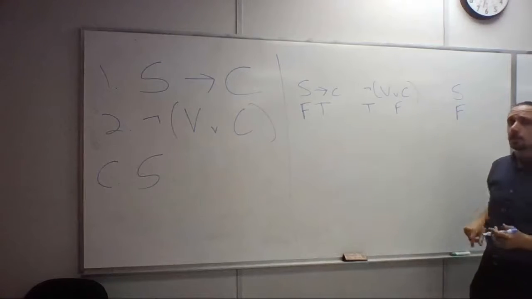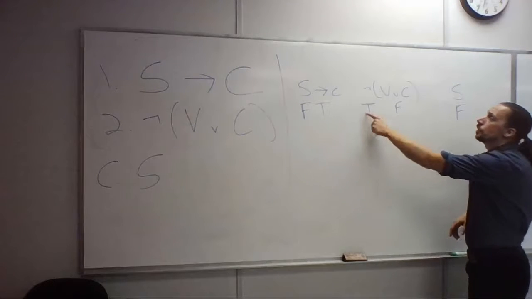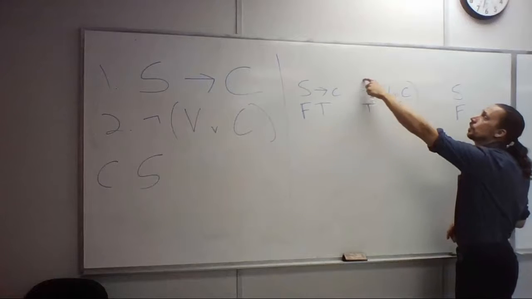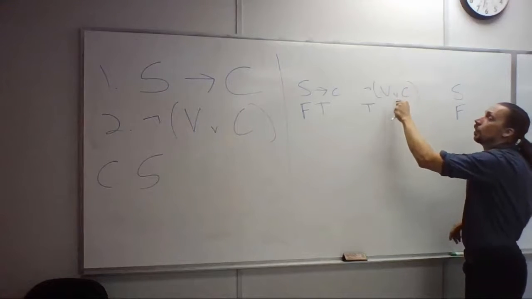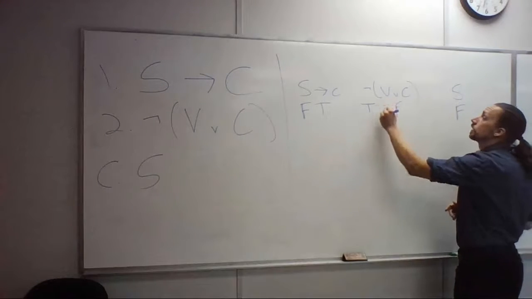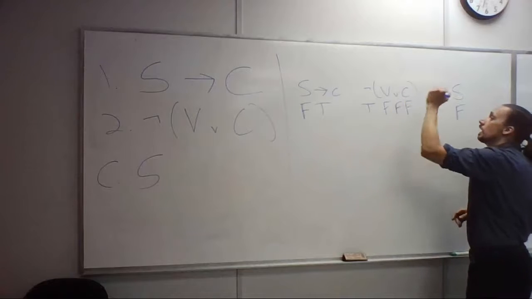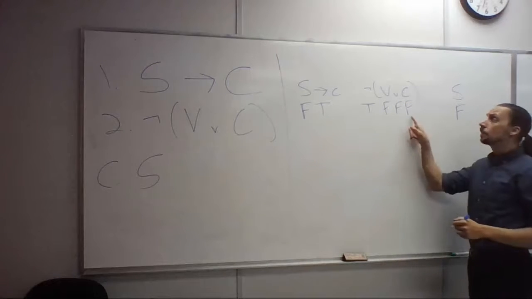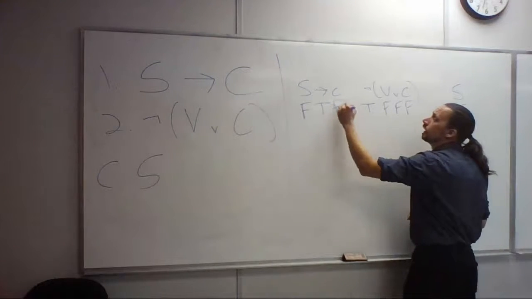Over here, I have some forced moves, because if this premise is true, the main logical operator, the not, has to be true, then the secondary logical operator here, the or, has to be false. And if this is false, then V has to be false, and C has to be false. Now I've recovered a value for C. Let's put it over here.